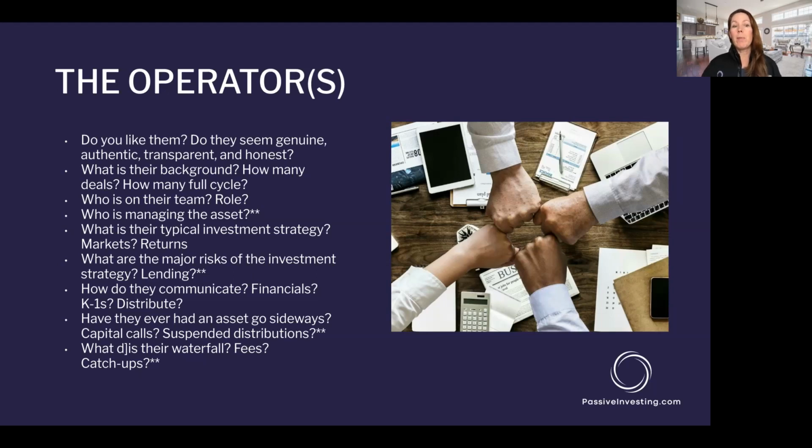What is their typical investment strategy? Are they doing buy and hold? Are they doing flipping? Do they have a long-term strategy? Or are they doing more short-term strategy, 3 to 5 years? What markets are they investing in, and what kind of returns are they generally producing for their investors? What are the major risks of their investment strategy?